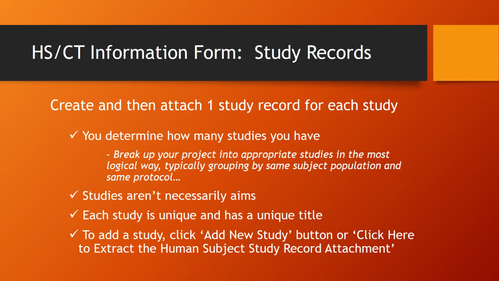And so at the bottom of this form, they give you instructions on how to add a new study. So if you have one study, you will just add one study record. If your application has four studies, you would include four study records, and so on.